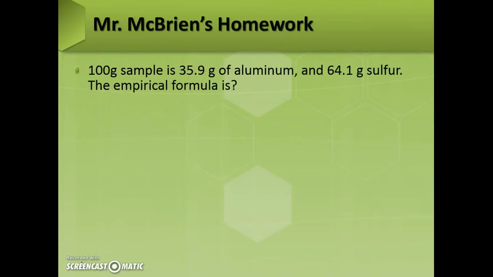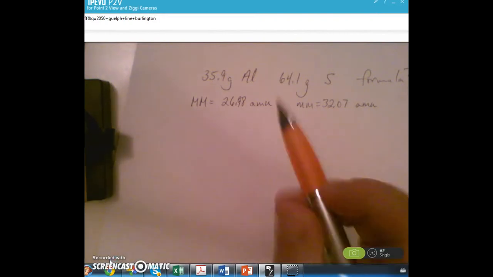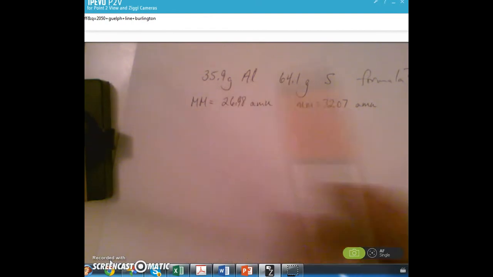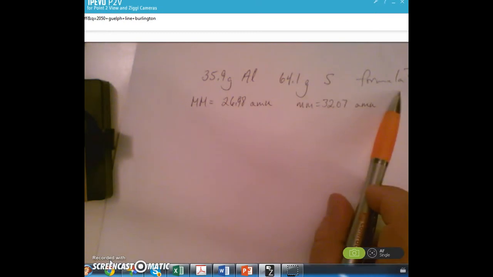Okay, so my homework. If we have a 100-gram sample and we've determined that 35.9 grams is aluminum and 64.1 grams is sulfur, what's the empirical formula for the compound? To solve this problem, we can use the handy new document camera. Reviewing, we have 35.9 grams of aluminum, 64.1 grams of sulfur, and we want to know the formula.